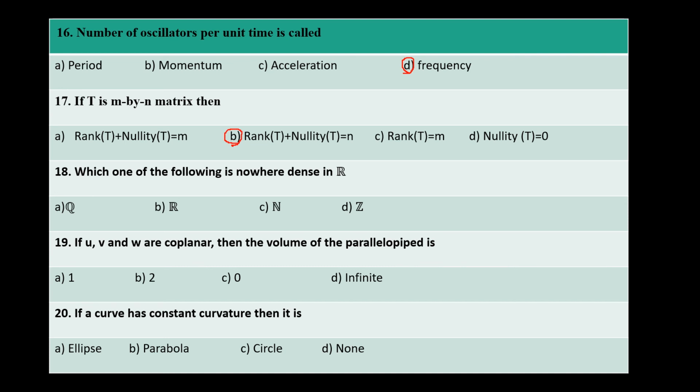And which of the following is nowhere dense in R? The nowhere dense set in R is Z, the set of integers. And if U, V, and W are coplanar, then the volume of the parallelepiped will be equal to 0. Here they are in the same plane, so the triple cross product will be 0. And if a curve has a constant curvature, we know that the curve that has a constant curvature is a circle, so the answer for this question will be a circle.